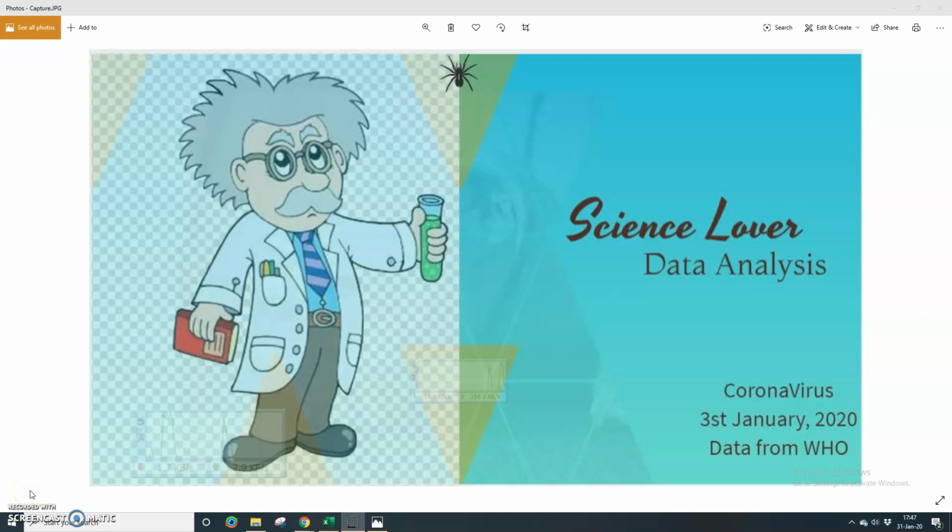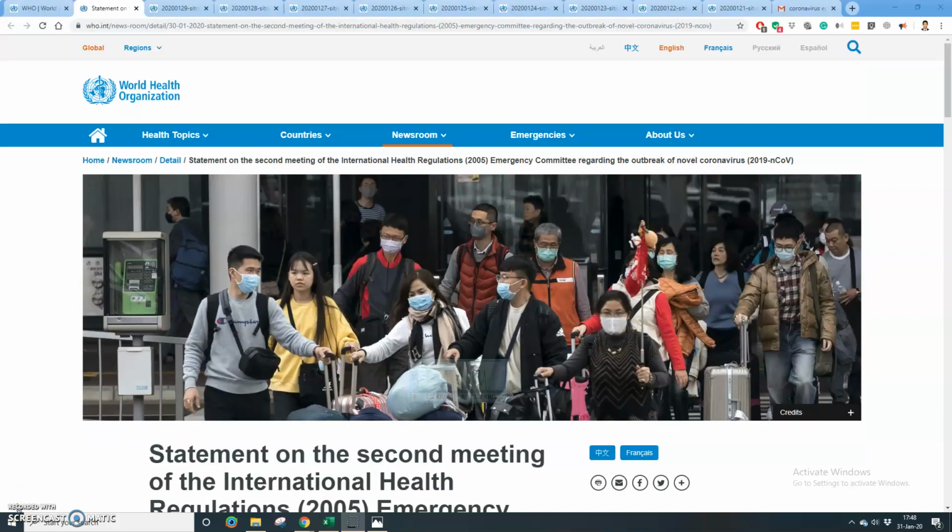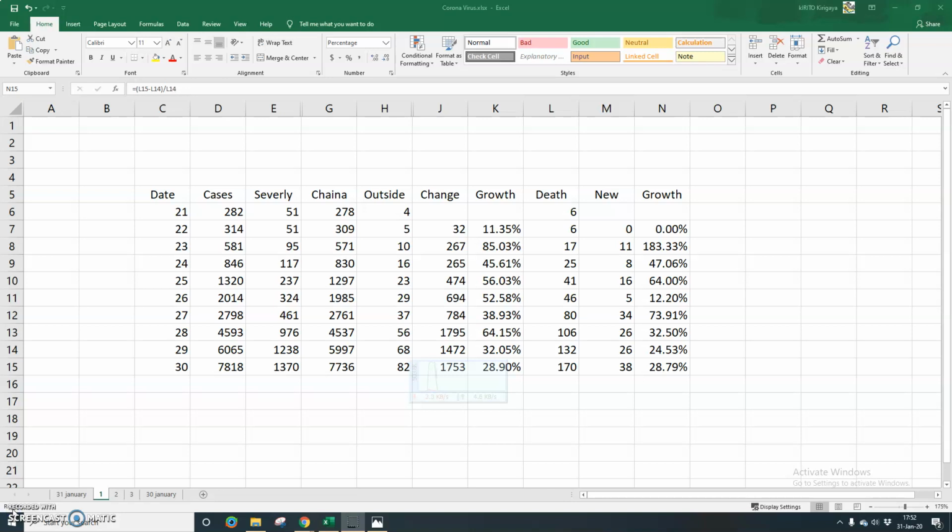Today we are going to analyze data on the novel coronavirus outbreak. First, we collect available data from the official website of the World Health Organization. After taking the data into our Excel sheet, we see the numbers of affected people by date, and we also see the severe illness cases, inside and outside of China.